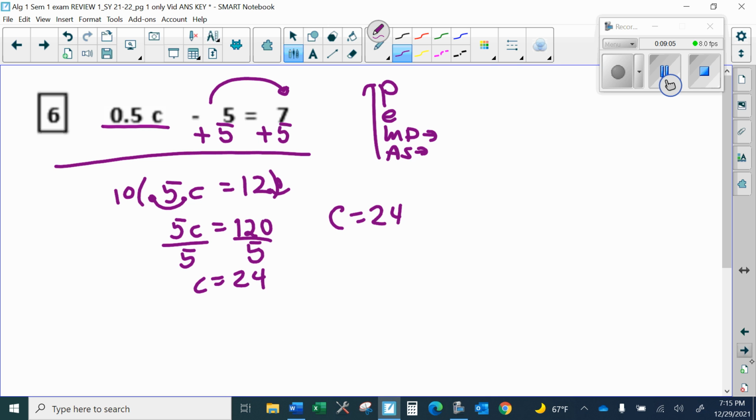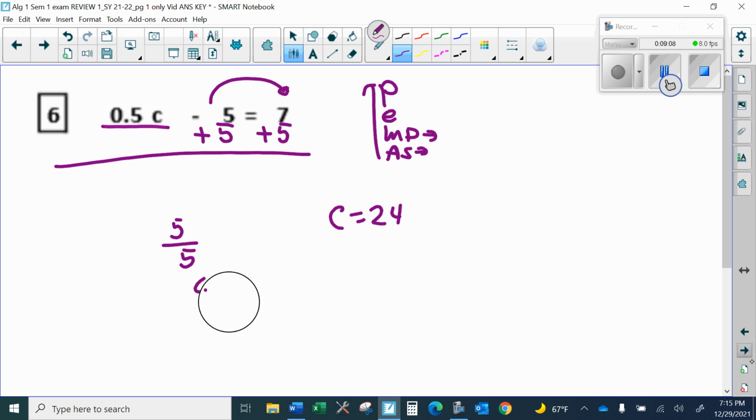Okay, the last way of doing it, and you just pick whichever one's easiest for you, is I change that 0.5 to a 1/2.